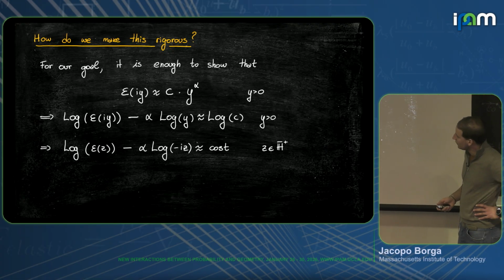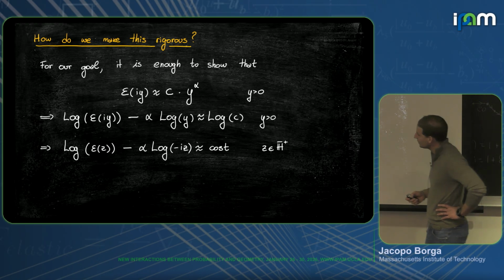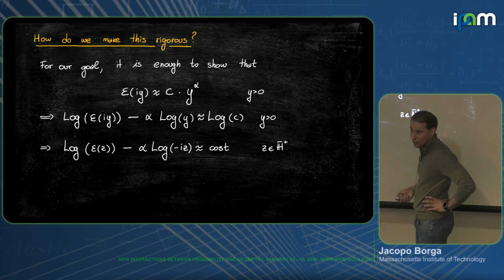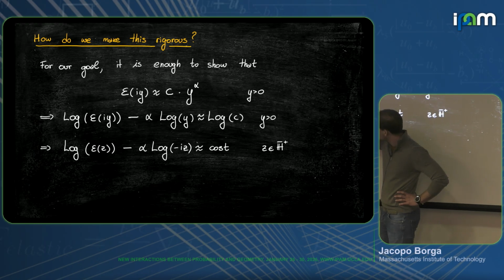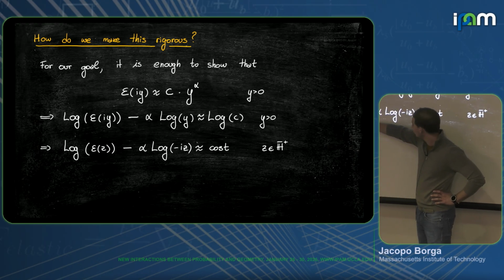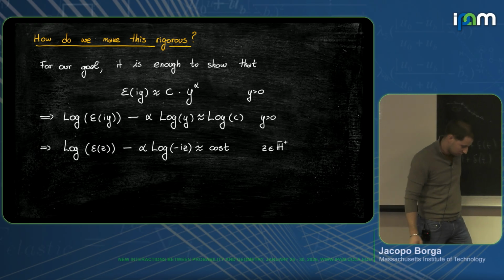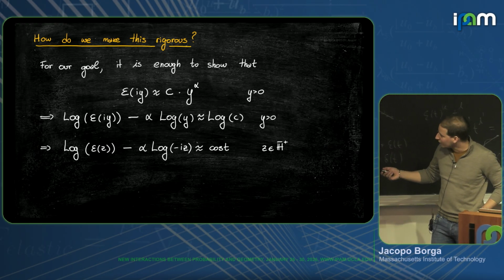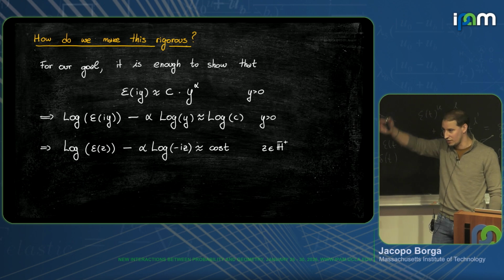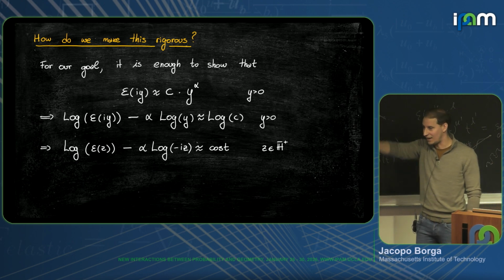So let me take this and be very optimistic. I just set z to be iy. I do substitution, and I get that I want to show that log of epsilon z minus alpha log of minus iz is roughly constant. But again, we are happy if we can prove it just along the axis.